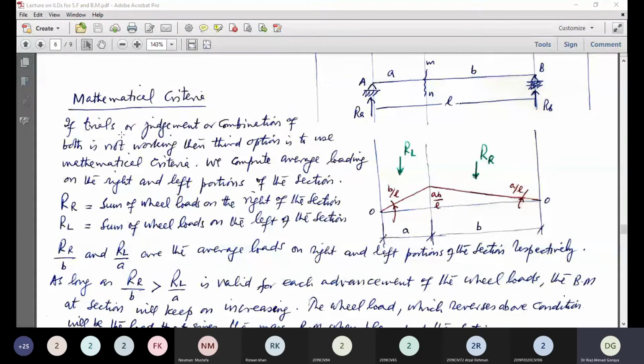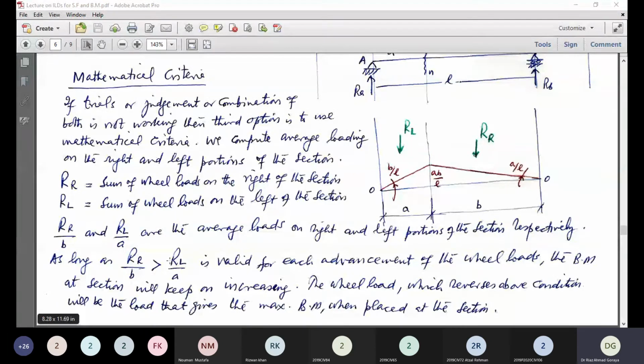Now, if trials or judgment or a combination of both is not working, then the third option is to use mathematical criteria. We compute the average loading on the right and left portions of the section. RR is the sum of wheel loads on the right of the section. RL is the sum of the wheel loads on the left of the section. RR over B and RL over A are the average loads on the right and left portions of the section, respectively.